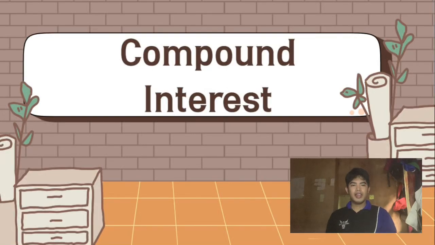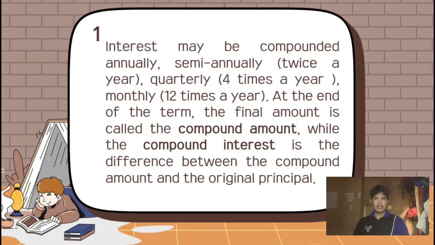Good day everyone. Now we are going to discuss compound interest. Interest may be compounded annually, semi-annually or twice a year, quarterly or 4 times a year, monthly or 12 times a year. At the end of the term, the final amount is called the compound amount, while the compound interest is the difference between the compound amount and the original principal.